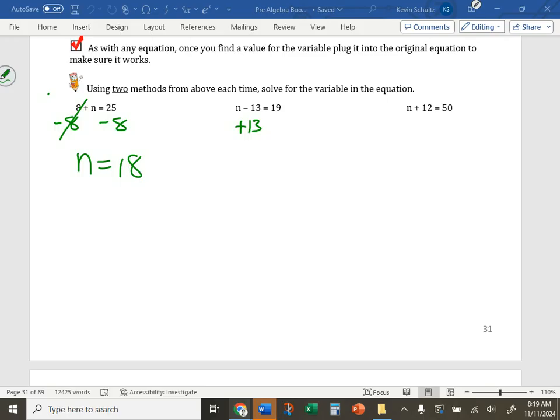There's two ways you can think about it. The opposite of a negative 13 is a positive 13, or the opposite of subtracting 13 is adding 13. Either way, we get this. And what's negative 13 plus 13? 0. Negative 13 plus 13 is 0. That's why we do it. We want to be able to cancel those two terms out. So all that's left over there is the n.